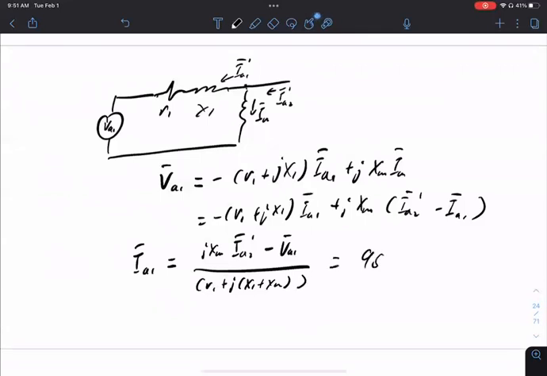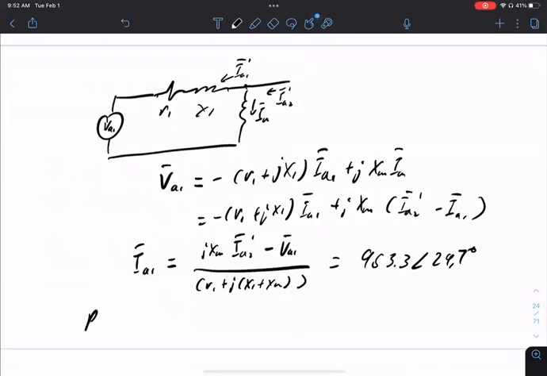So this is 953.3 angle 29.7 degrees. This calculation can seem a bit complicated, but really it comes from setting up an equation for IA1, rearranging it, putting IA1 on the left-hand side and everything else on the right-hand side, and then this number comes out. So this is our IA1 calculation. Now we can do the stator power calculation.